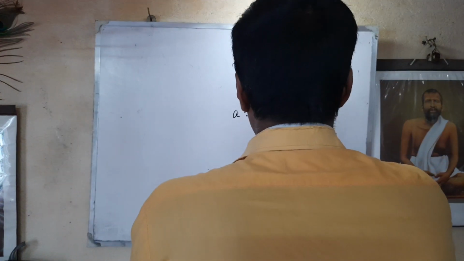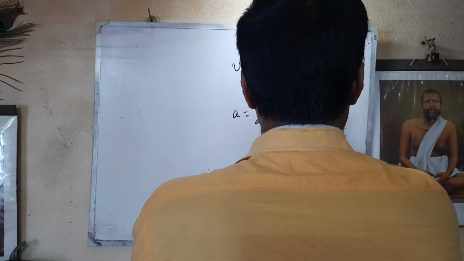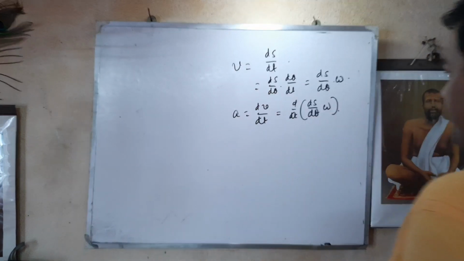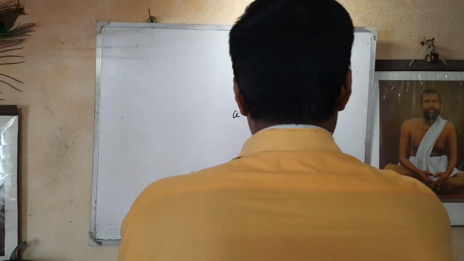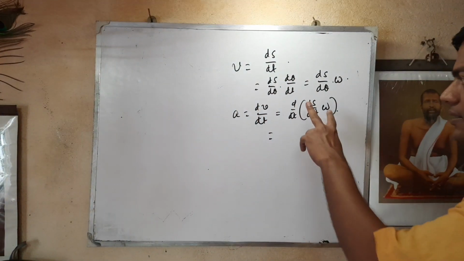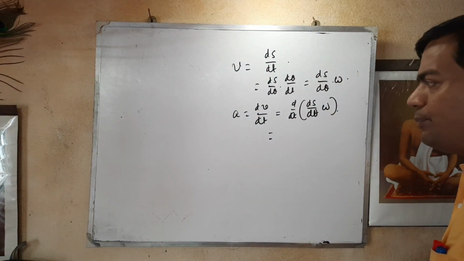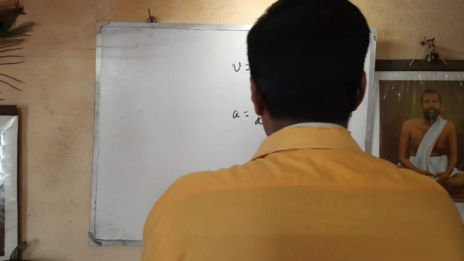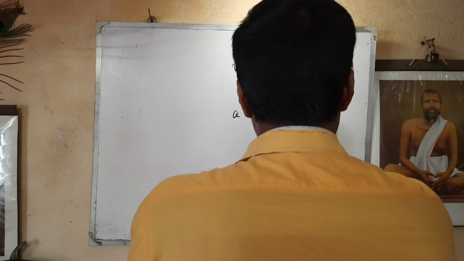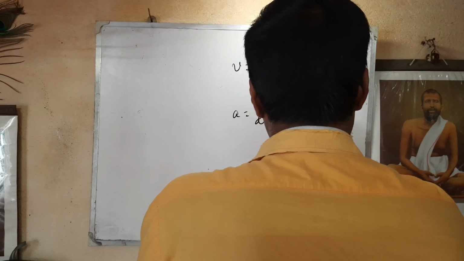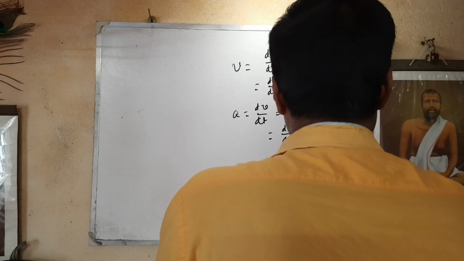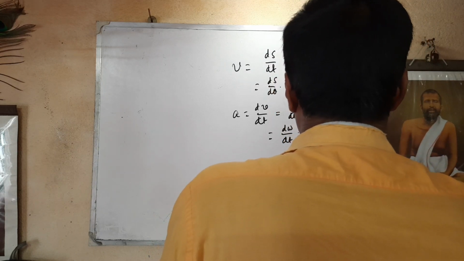So it can be written as d/dt of omega ds/d theta. You can apply here the differentiation rule for product functions, the UV rule, taking omega as U and ds/d theta as V. So it will give you d omega/dt into ds/d theta plus omega into d/dt of ds/d theta.